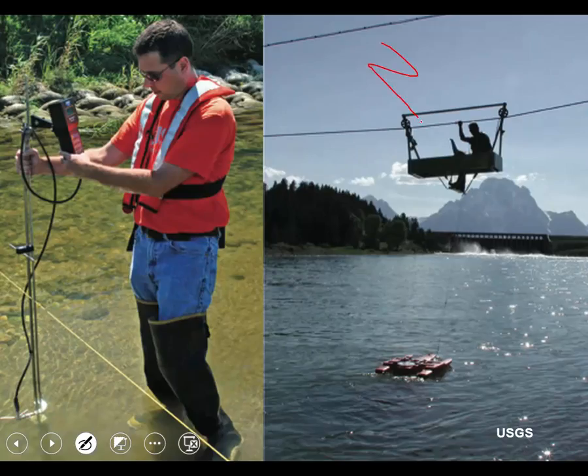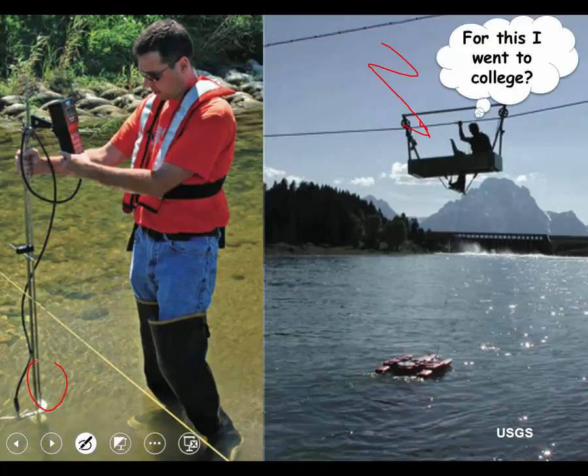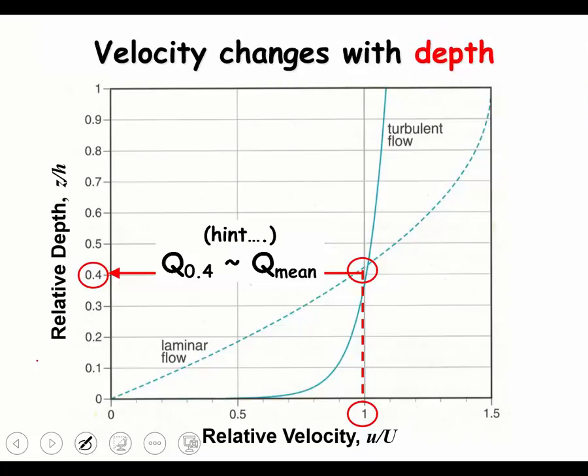Now, notice there's a cable running across here. That's because if you want to measure in shallow water, it's easy, but if you want to measure in deep water, you've got to either ride that gondola or you need to figure out how to measure it otherwise. And so this is where the intro level intern hydrologists end up getting their stripes.